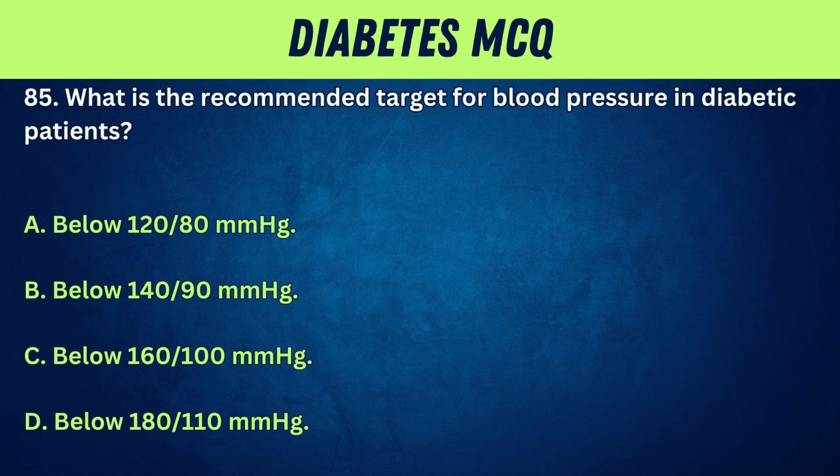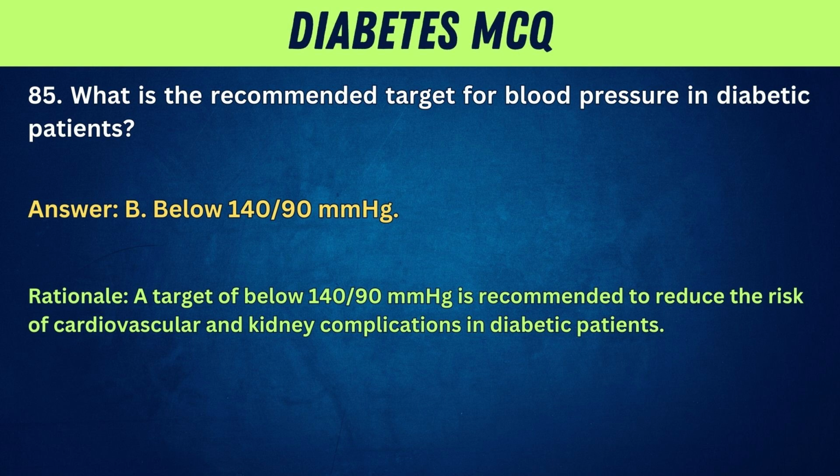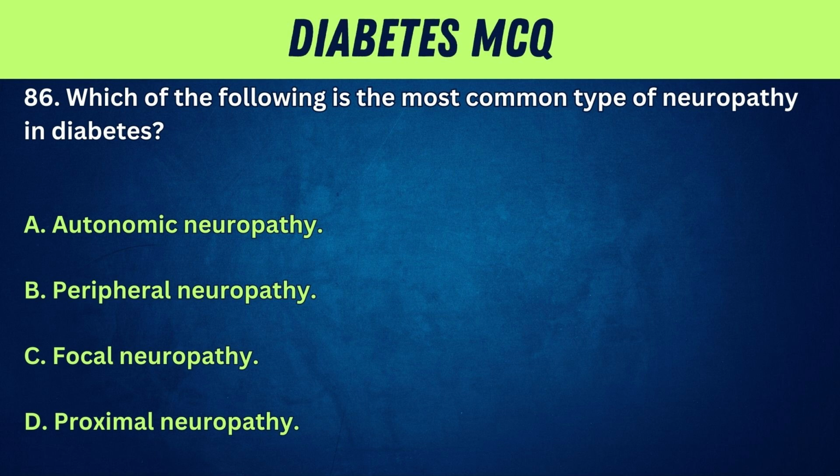85. What is the recommended target for blood pressure in diabetic patients? A. Below 120/80 mmHg. B. Below 140/90 mmHg. C. Below 160/100 mmHg. D. Below 180/110 mmHg. Answer: B. Below 140/90 mmHg. Rationale: a target of below 140/90 mmHg is recommended to reduce the risk of cardiovascular and kidney complications in diabetic patients.